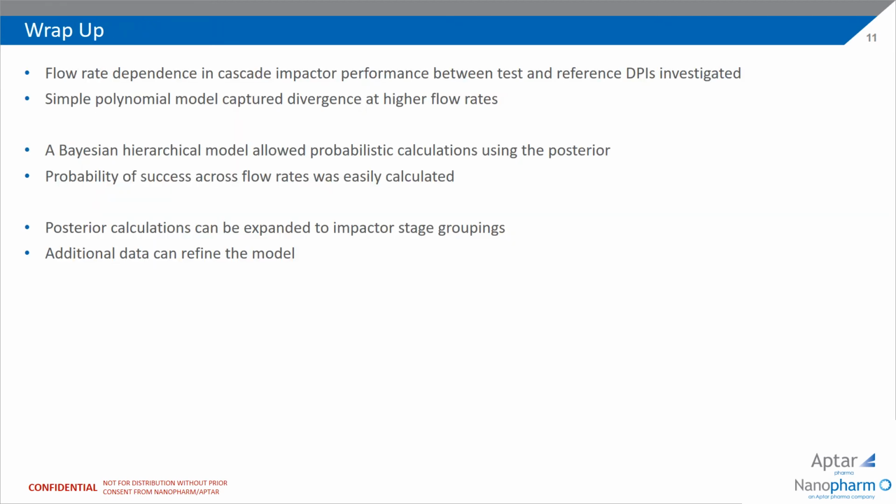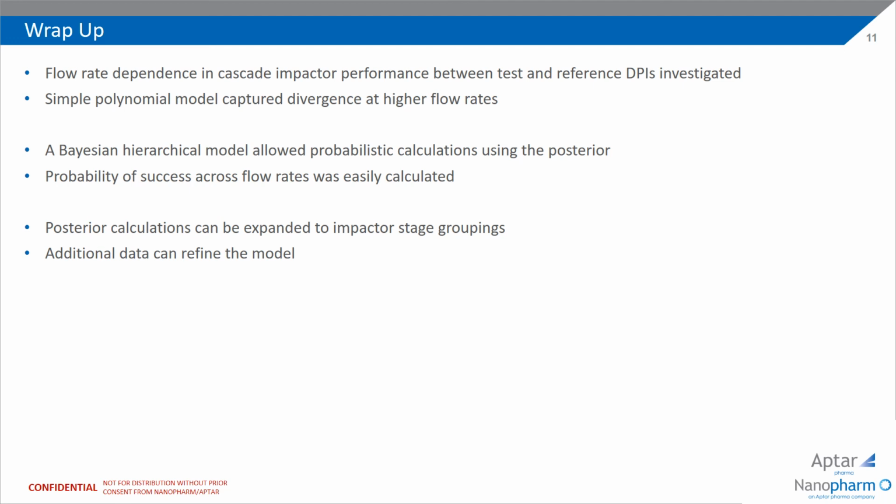So to conclude, we used a Bayesian hierarchical model to investigate the performance of two dry powder inhaler devices at different flow rates. We found that at low flow rates there was a near certain chance that the devices would be deemed equivalent. However, as the flow rate increased, the chance of determining bioequivalence between them dropped very rapidly.